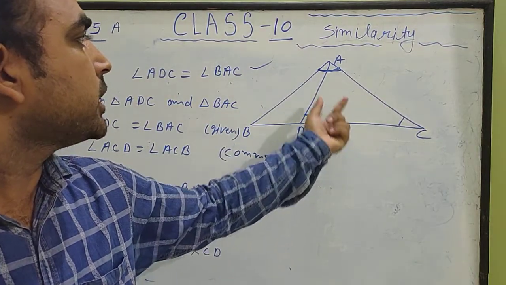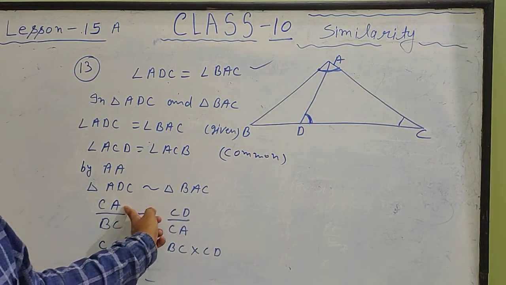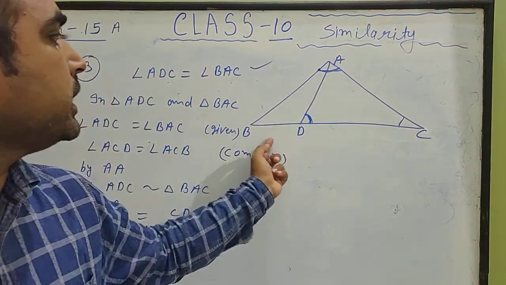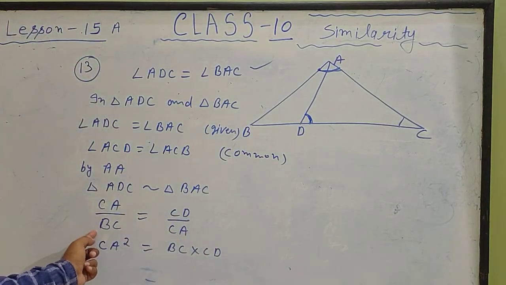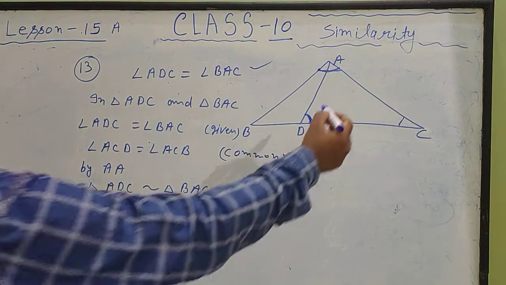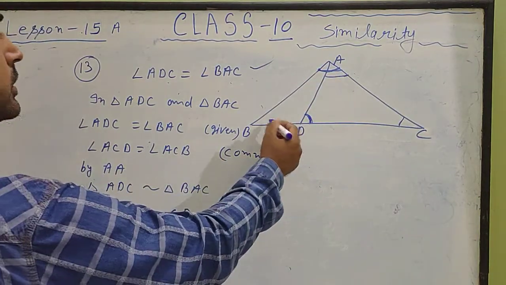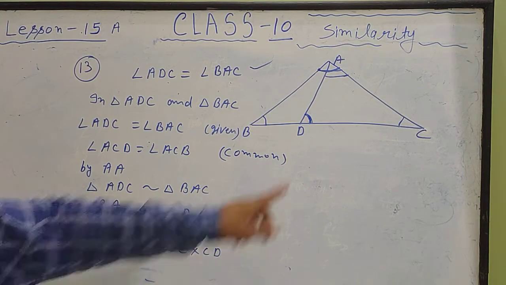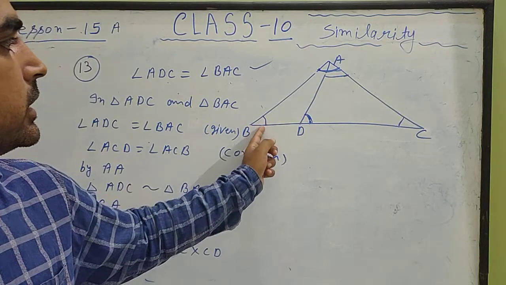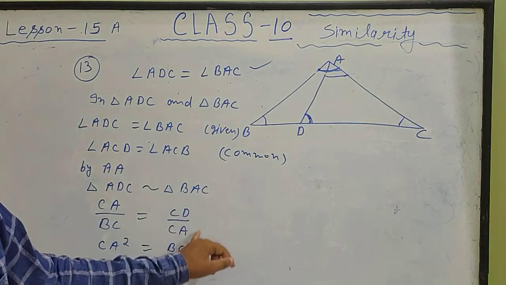This angle is equal to this angle, so the opposite side is AC, meaning CA. And this angle is equal to angle A, so the opposite side in triangle ABC is BC. So CA upon BC is equal to CD, meaning this angle is equal to this angle. The third angle is also equal, because this angle is common. The opposite side of this is CD and the opposite side of this is CA, so CD upon CA.